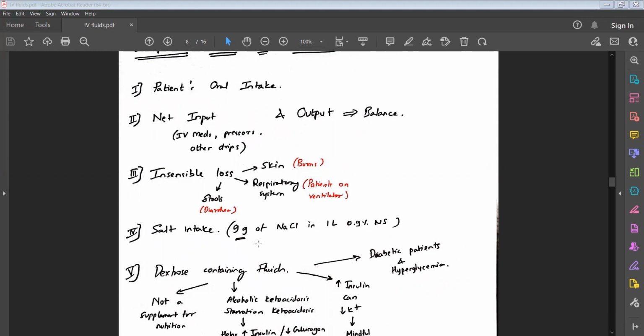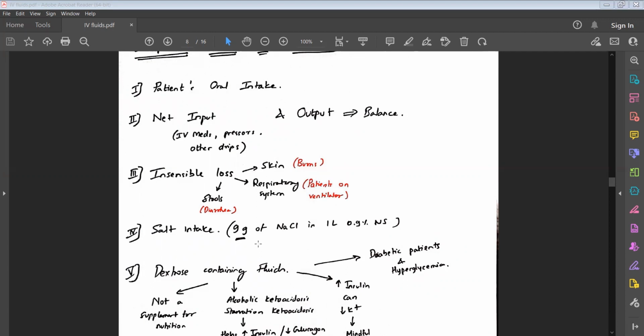Then, especially in the ICU setting, you have to remember that you have to calculate net input and output every day, because if you're giving the patient pressors, if you're giving antibiotics, the patient might be receiving fluids through multiple different pathways, and they might not require more fluids, and you might push them into volume overload.